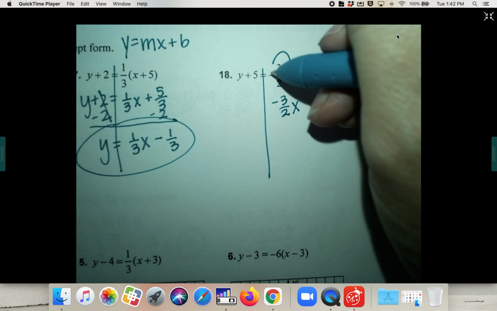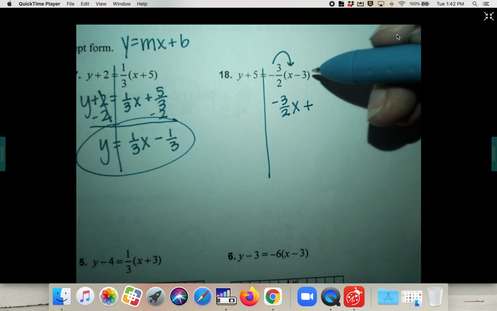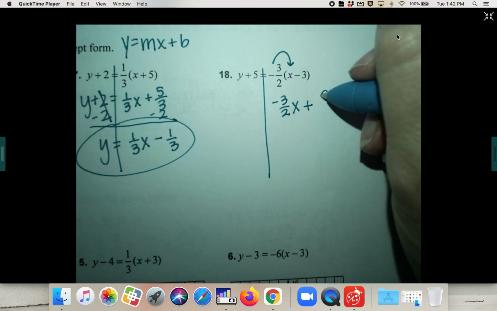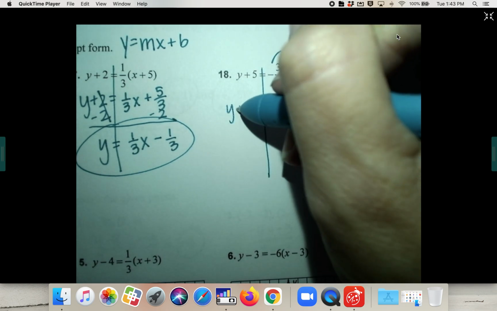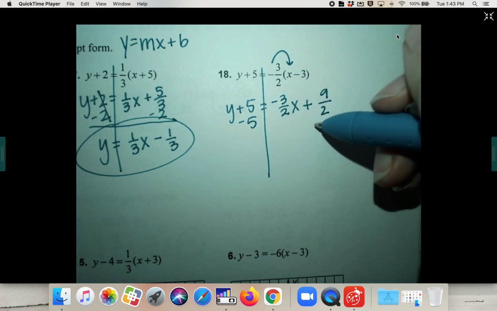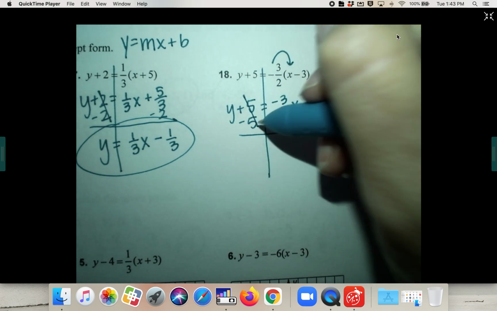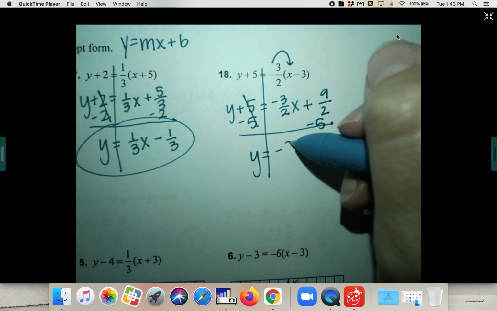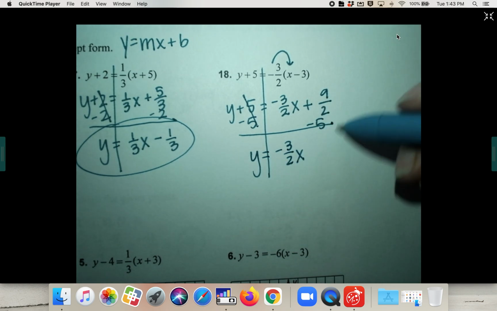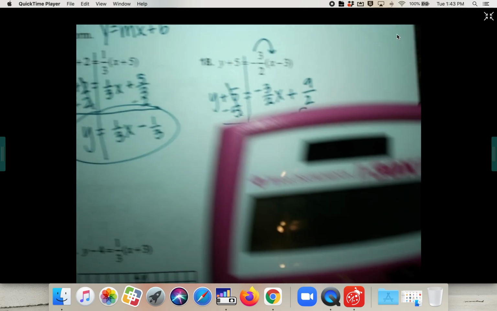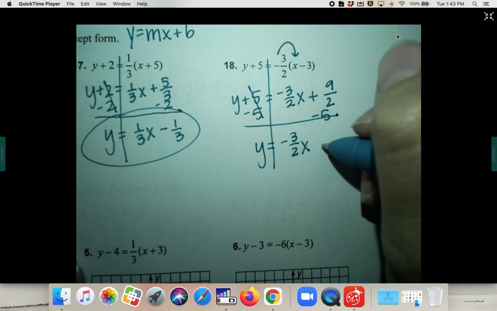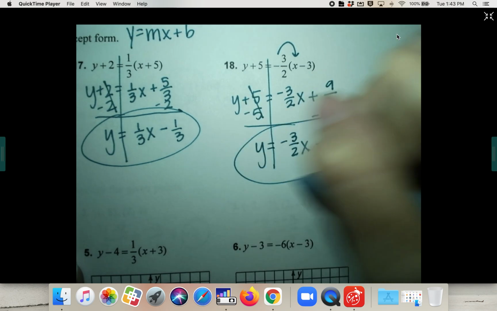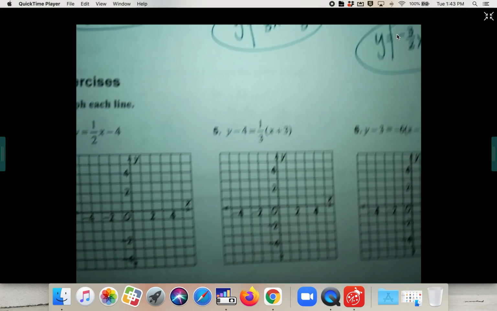All right, and then the last one, -3/2 x plus, what would that be, 9/2? Y plus 5 means I'm going to minus 5 from both sides. Y equals negative 3 halves x. I have no idea what that is. So 9 halves minus 5 is negative half. So minus half.